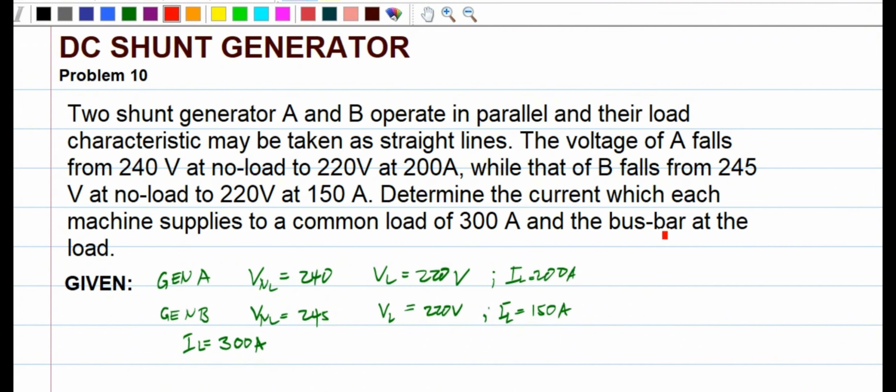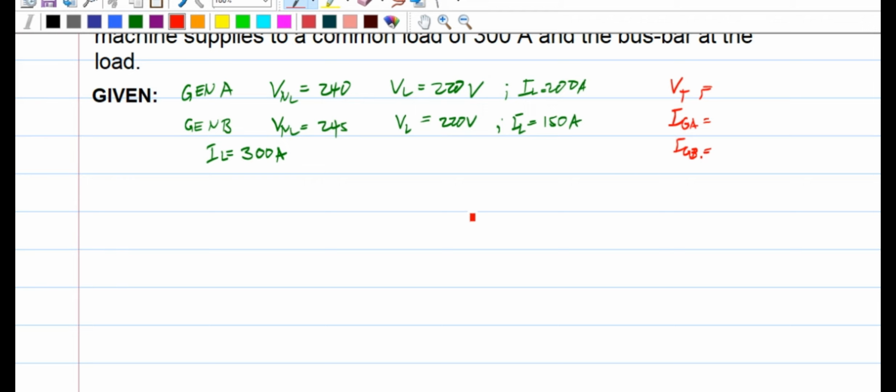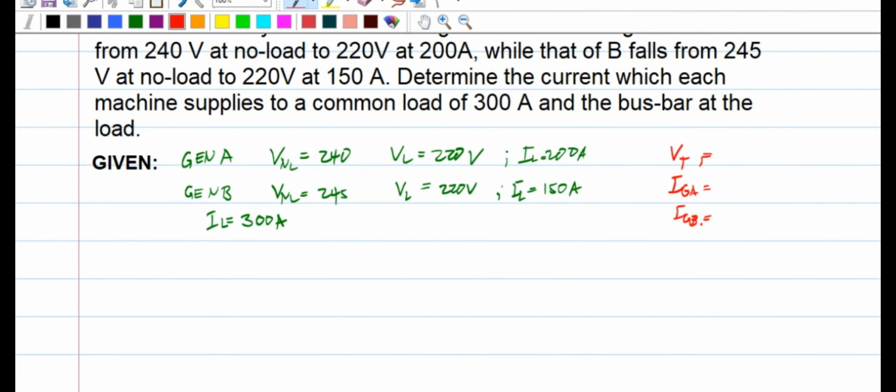Now we ought to find the voltage at the bus bar at the load, the terminal voltage, and also the current of each generator, generator A and generator B. We are going to find the voltage of the bus bar and the amperes of each generator at the load of 300 amperes.